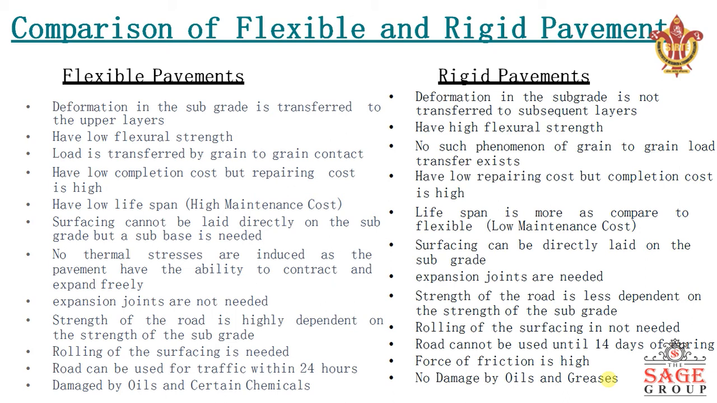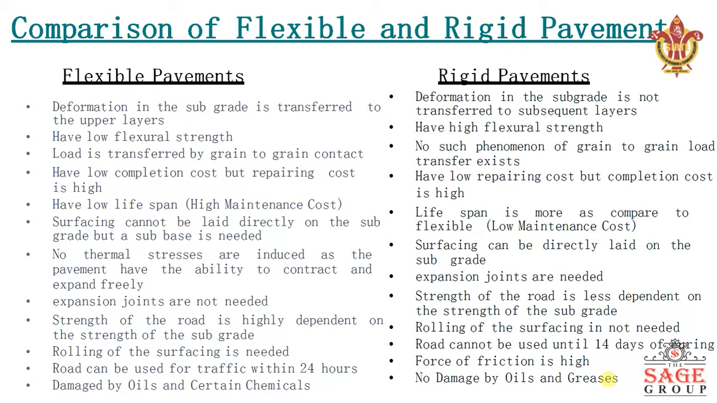So, what are the various differences between flexible and rigid pavement? First, in flexible pavement, deformation in the subgrade is transferred to the upper layers, while in rigid pavement, deformation in the subgrade is not transferred to subsequent layers. Flexible pavements have low flexural strength, while rigid pavements have high flexural strength. In flexible pavement, load is transferred grain to grain. In rigid pavement, load is transferred through slab action, not any grain to grain load transfer.